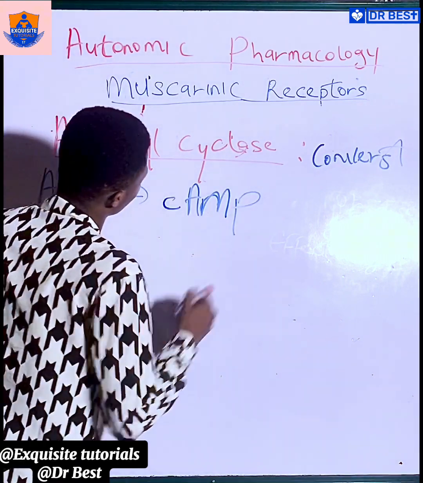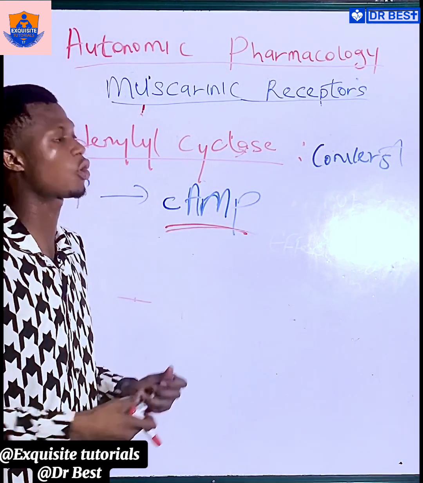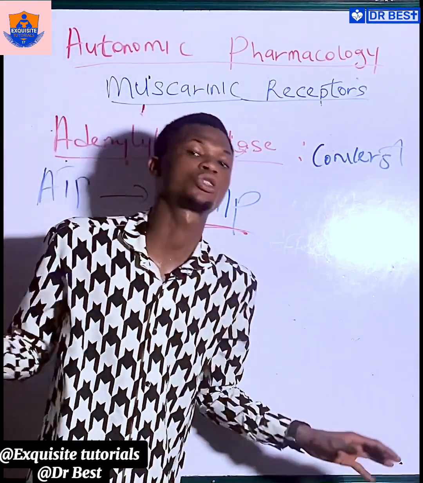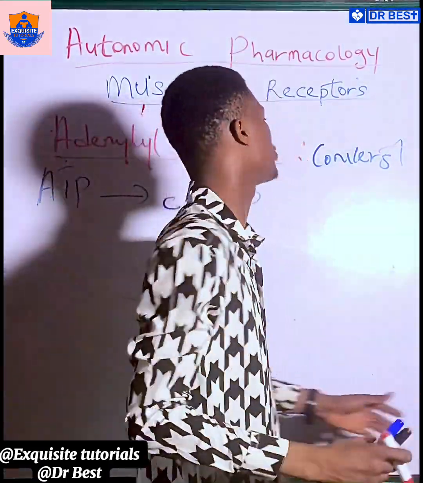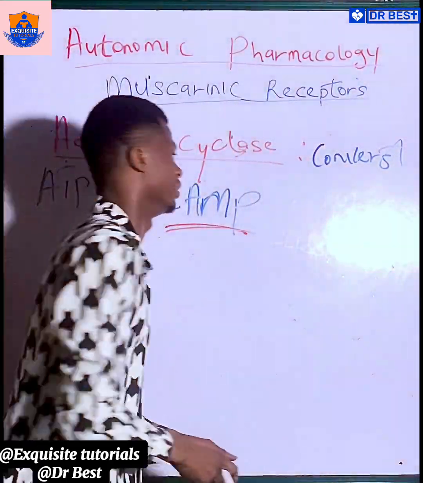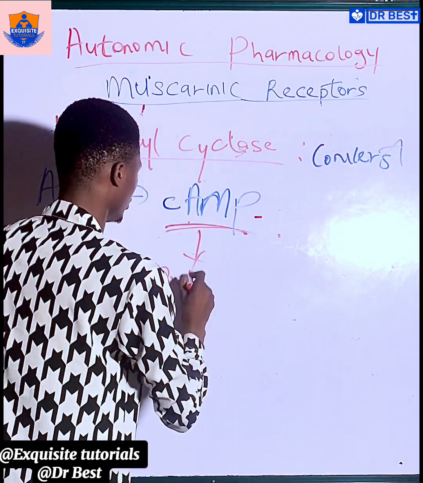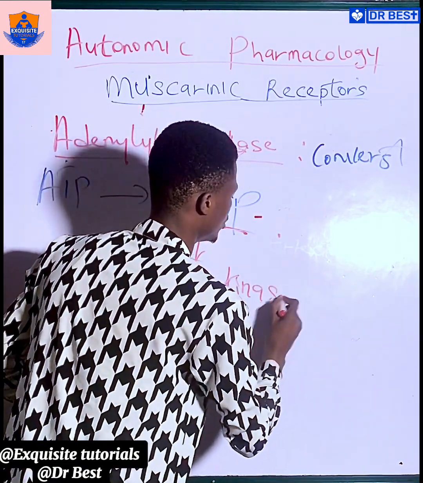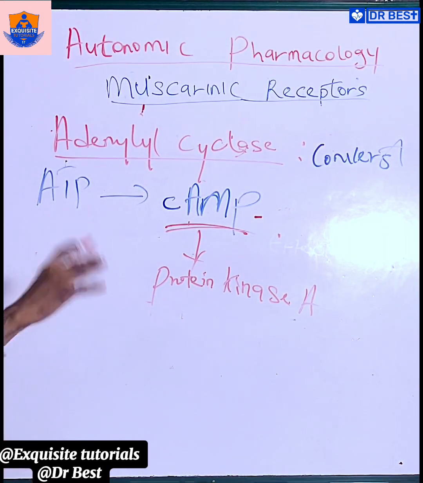Now, what is now the function of cyclic AMP? Cyclic AMP, just like I told you, is a second messenger that is responsible for a lot of signal transduction in the body. It's responsible for many processes in the body. It does this by activating protein kinase A. So cAMP, protein kinase A. Remember, we talked about DAG as protein kinase C. So cAMP is protein kinase A.